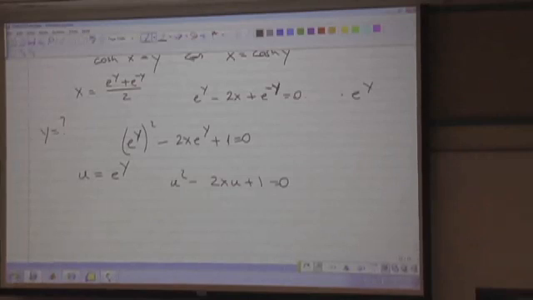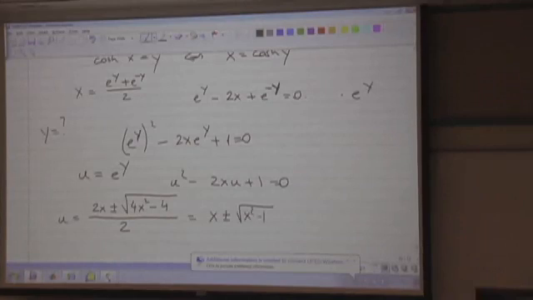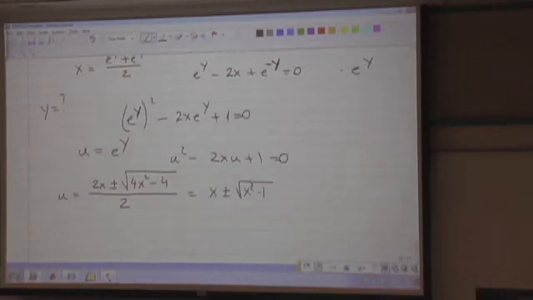So u is equal to 2x plus or minus the square root of 4x squared minus 4, divided by 2. You can factor out a 2. Notice you can factor out a 4 under the square root. That can come out of the square root. So this just is x plus or minus the square root of x squared minus 1. Right? So far so good? Now that means that e to the y is x plus or minus the square root of x squared minus 1.